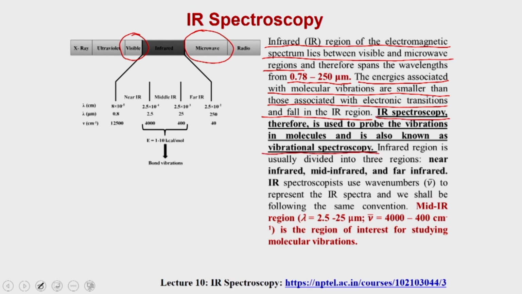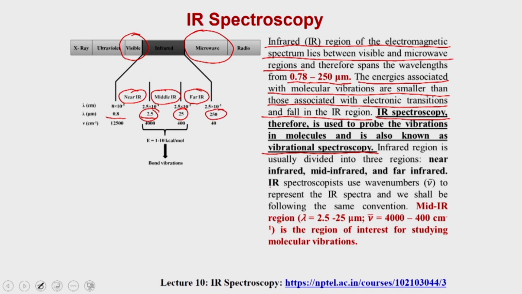The IR region can be further divided into three regions. One is called the near IR, then you have the middle IR, and then you have the far IR. The near IR ranges from 0.8 to 2.5 micrometers, whereas the middle IR ranges from 2.5 to 25 micrometers, and the far IR ranges from 25 to 250 micrometers.